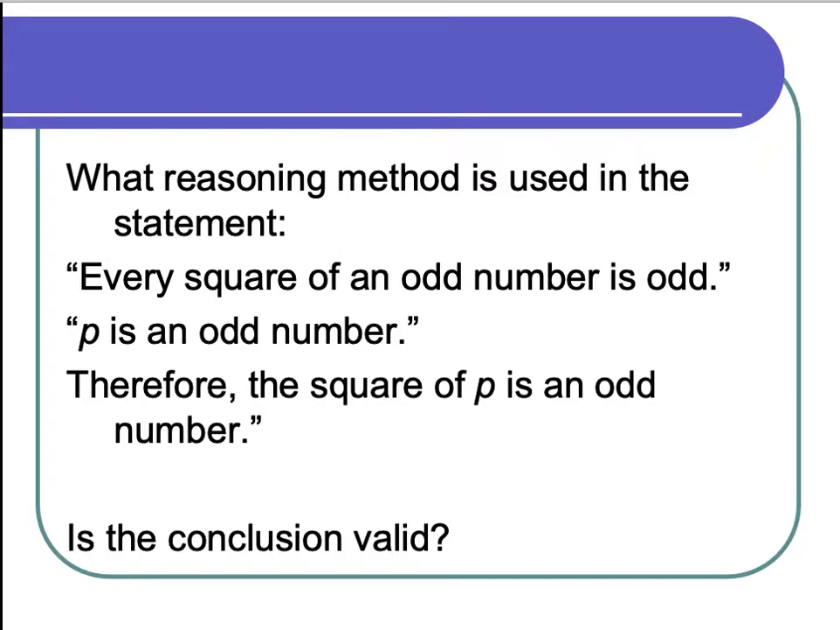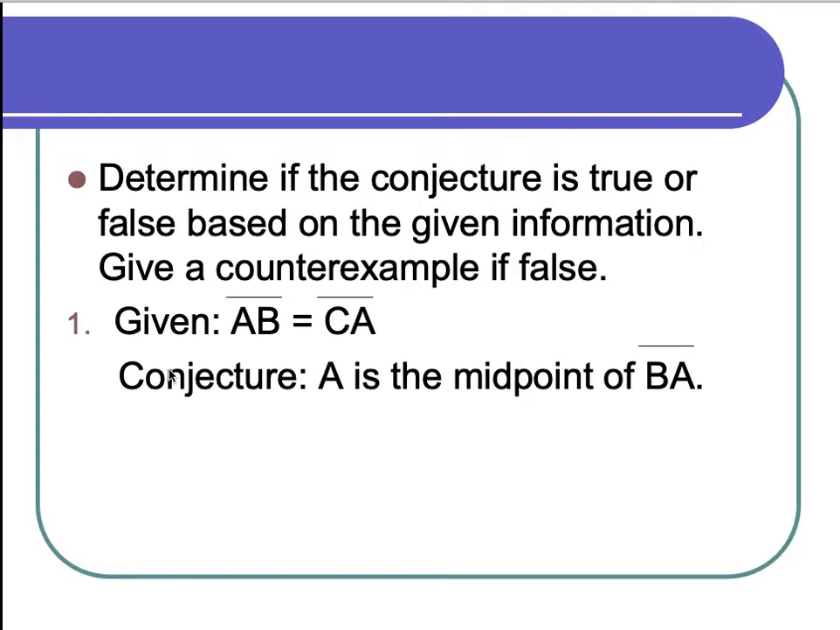I also want to give this example. Every square of an odd number is odd. P is an odd number. Therefore, the square of P is an odd number. I leave it to you. That would be your assignment. Take time to practice using this reasoning. Another question, is the conclusion valid? Practice on this also.